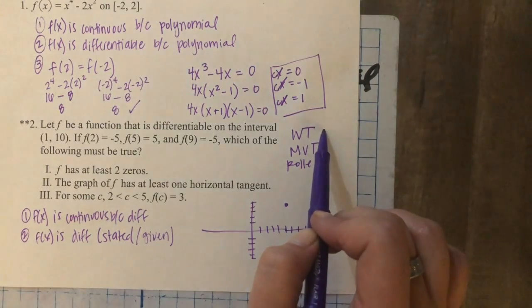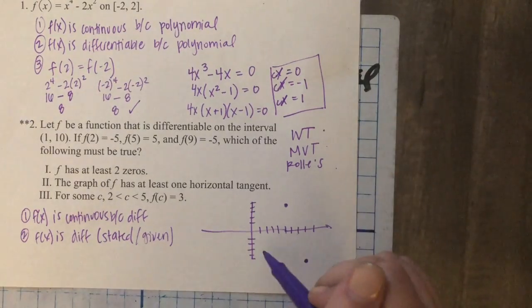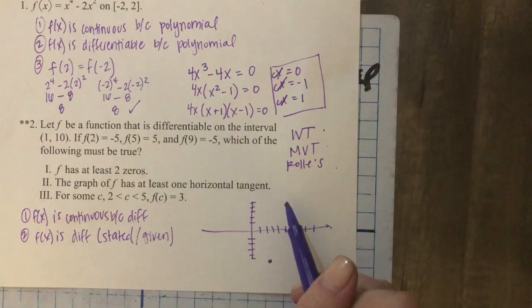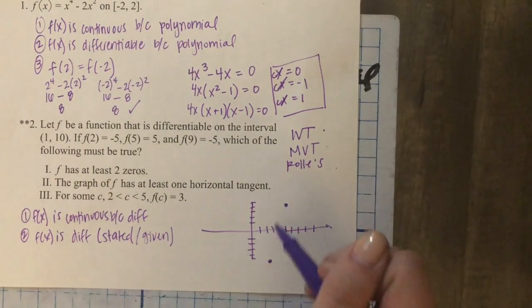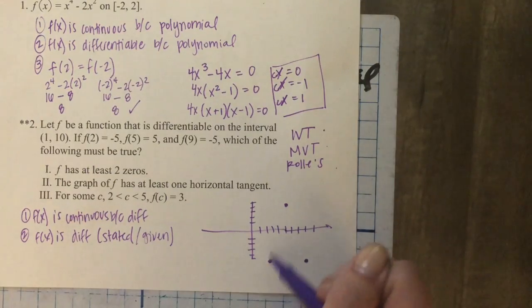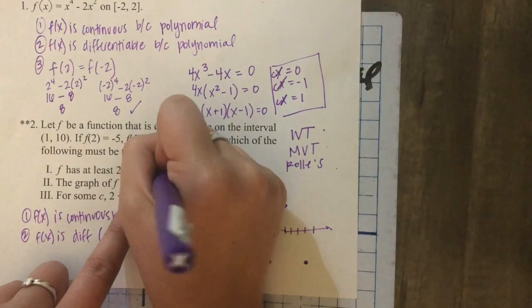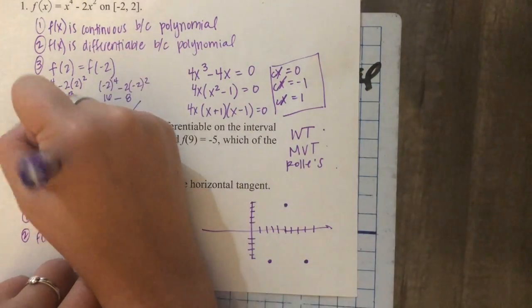I need to think about, is it because of IVT, MVT, or Rolle's? Remember, IVT says that if I have 2 outputs, I have to pass through all the outputs in the middle, right? It's impossible to not pass through these middle pieces if I'm going to connect these 2. So that is what's forcing us to have zeros here. So this is by IVT. Okay, so this is true.